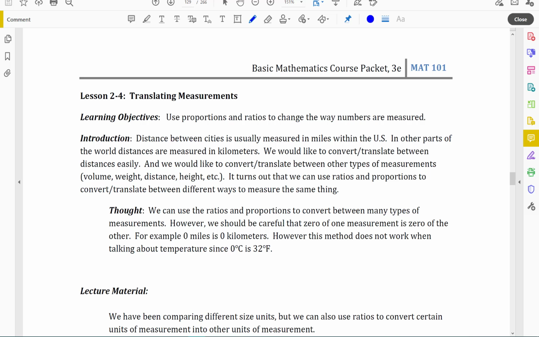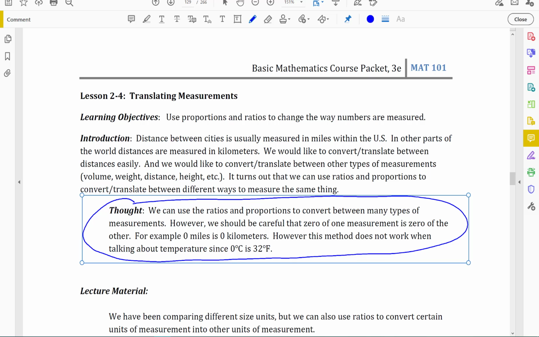Hello, we're going to take a look at lesson 2-4, translating measurements. What we mean by translating measurements is converting between different types of units. So for instance, we might need to convert between feet and inches and yards and miles or various distance units, or time units like seconds and minutes and hours, or maybe weight units like tons and pounds and grams and things like that.